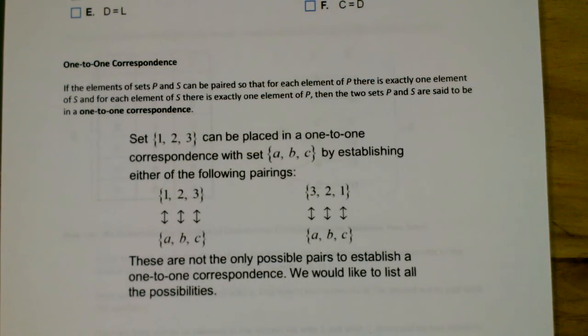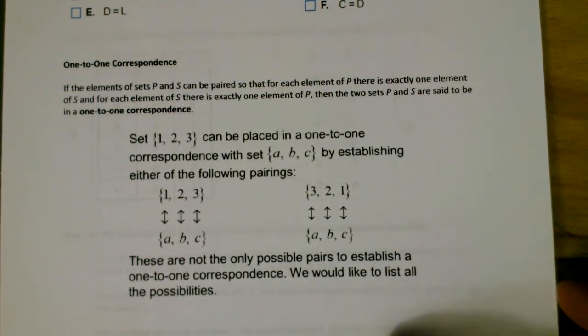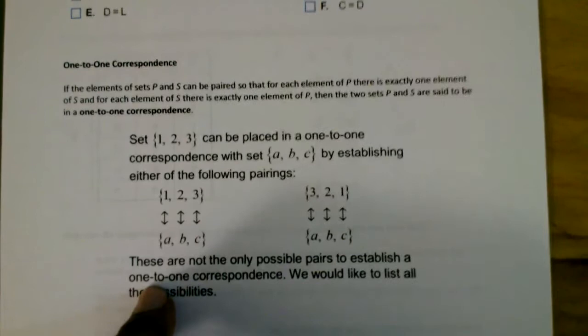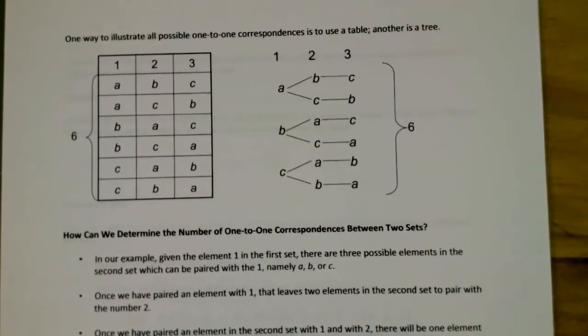Now, these are not the only possible pairs to establish a one-to-one correspondence. Let's say we want to list all the possibilities. And you'll see that on the next page. Okay. So here's one way to illustrate all the possible one-to-one correspondences, and that is to use a table, and the other is going to be using a tree.